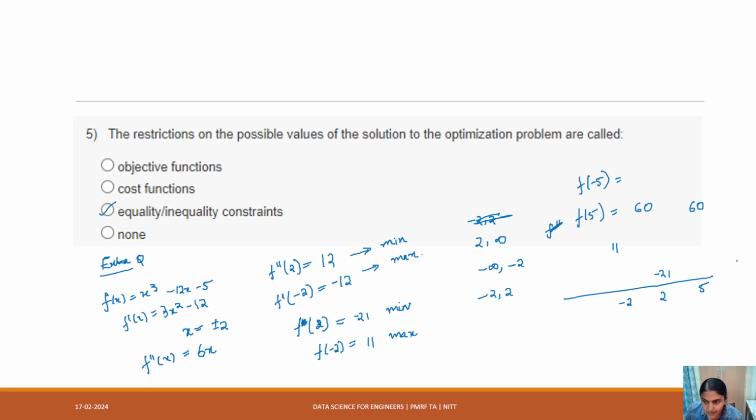One way you can do is find out some intermediate values in between and then find out the value. Is it okay, Vaishali?